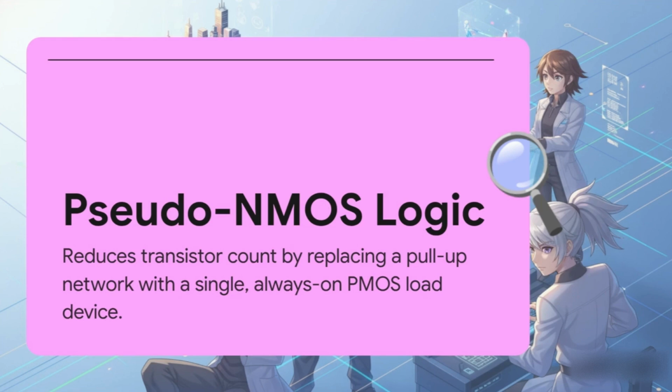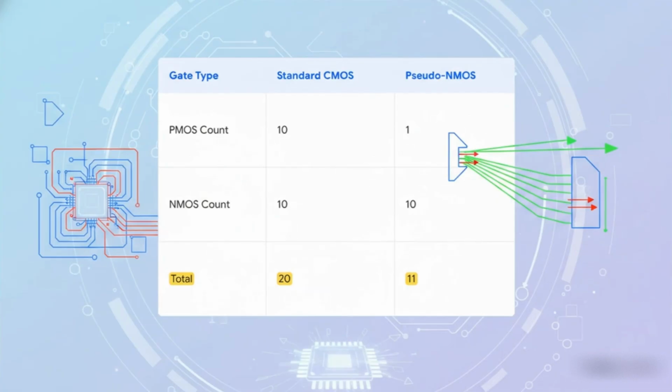It throws out that entire complex pull-up network and replaces it with just one single PMOS transistor that's basically always on. And this right here shows you why that's such a big deal. Take a 10-input NOR gate. In standard CMOS, that's 10 PMOS transistors and 10 NMOS transistors, 20 total. But with pseudo-NMOS, you still need the 10 NMOS for the logic, but you only need that one single PMOS load. So you go from 20 transistors all the way down to 11. That's almost half. A massive, massive saving in precious silicon area.